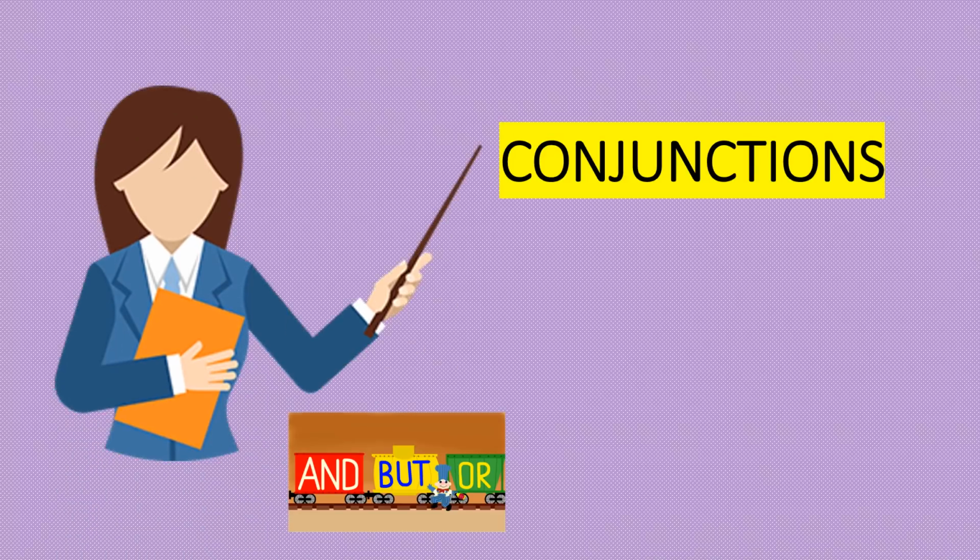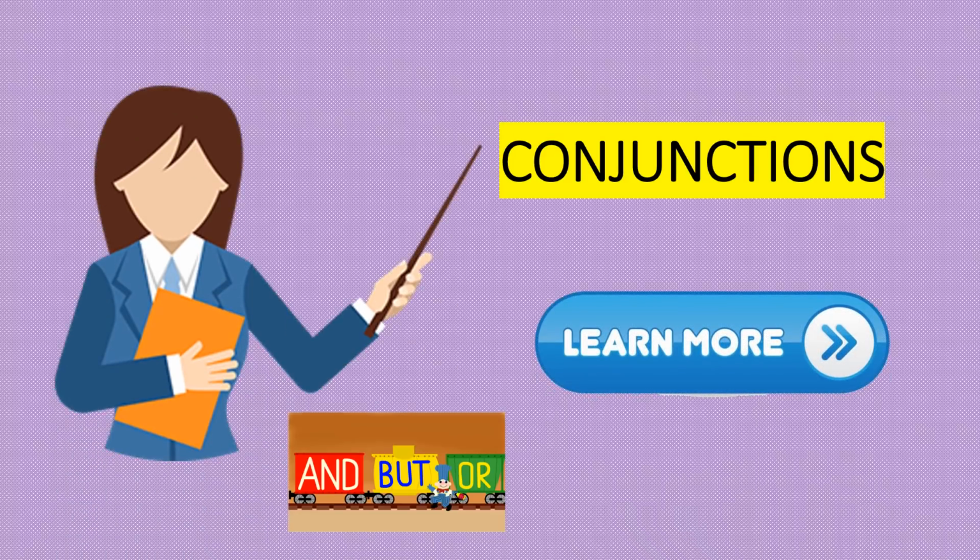Hi students, let's talk about the conjunctions usage. Conjunctions are joining words that link different parts of sentences. Specifically, a conjunction connects two clauses in a sentence.